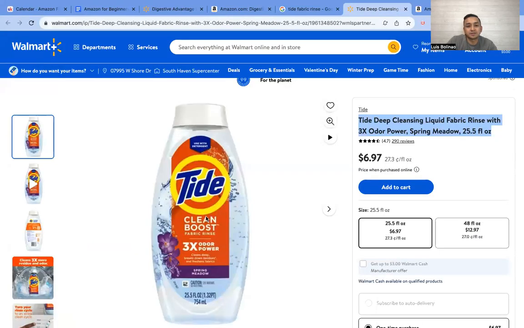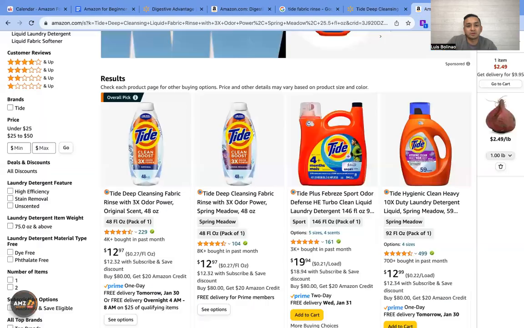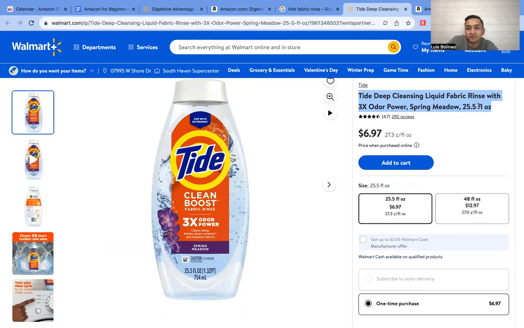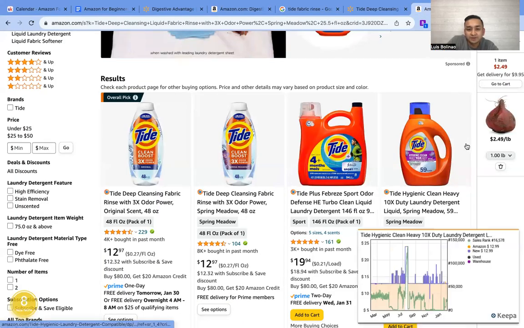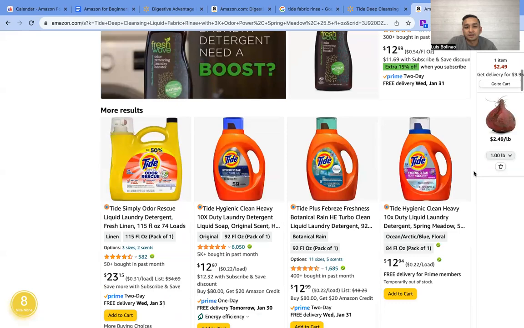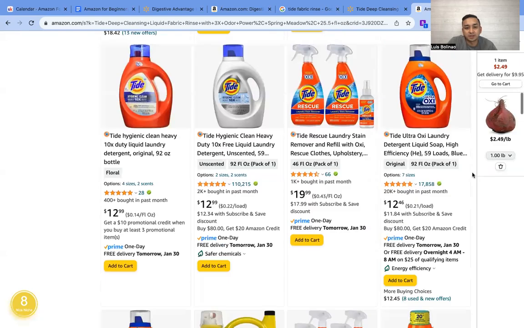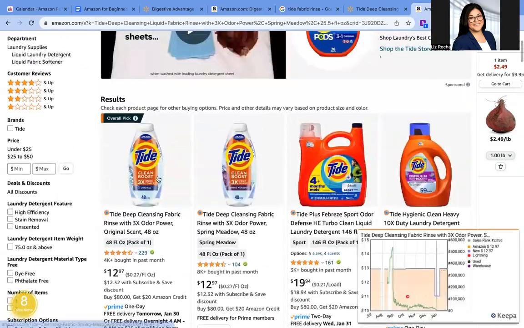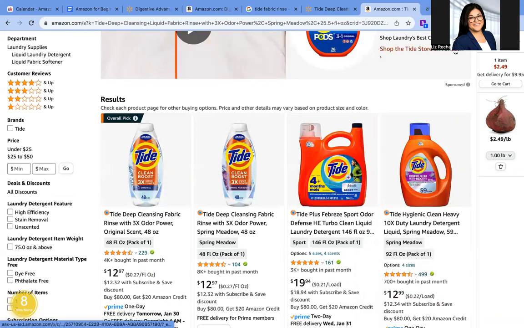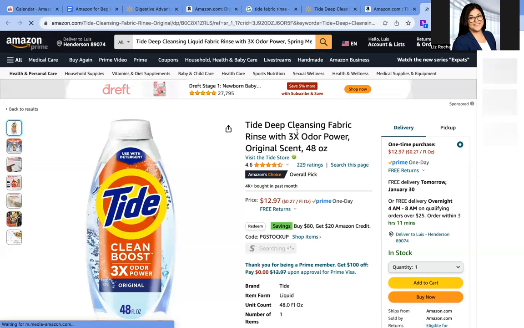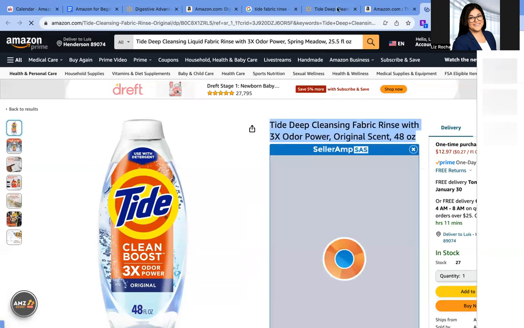Let's see. Clean boost 3x the power, 48 fluid ounces. This one is 25.5 fluid ounces. Is it even here? This one's 48. I don't think it's here on Amazon, honestly. I don't see it. Well, you can check the 48 on Walmart and see the price. I just want to see how a really popular product looks on the software, so you can see what kind of product to avoid. Is it too saturated? What does a gated product look like? Just to see more on the software.